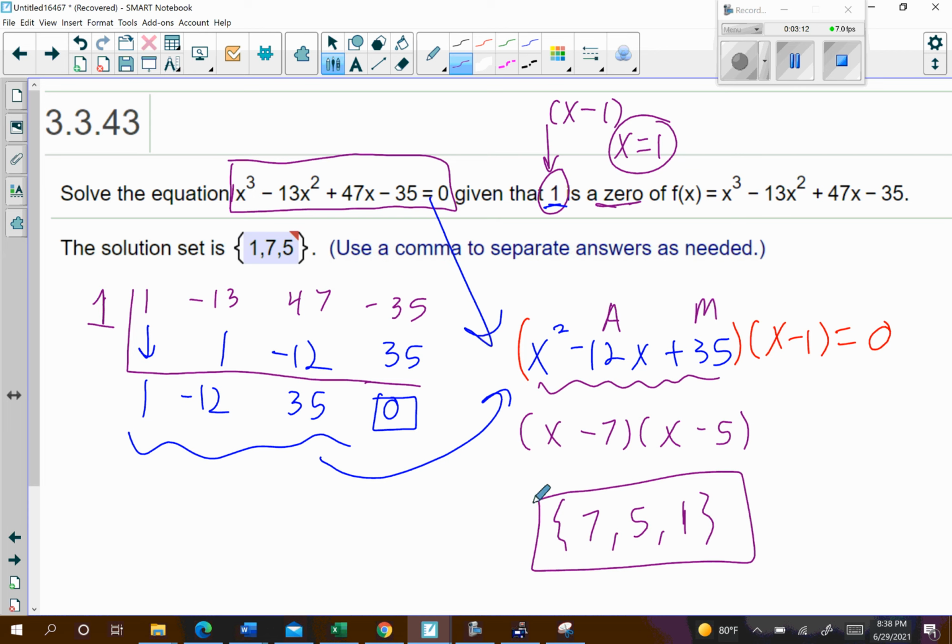Now, just to give you a heads up, moving forward, some of them won't be factorable, and so you'll actually have to do the quadratic formula. So just be prepared for that. But I hope that helps, and send me more.